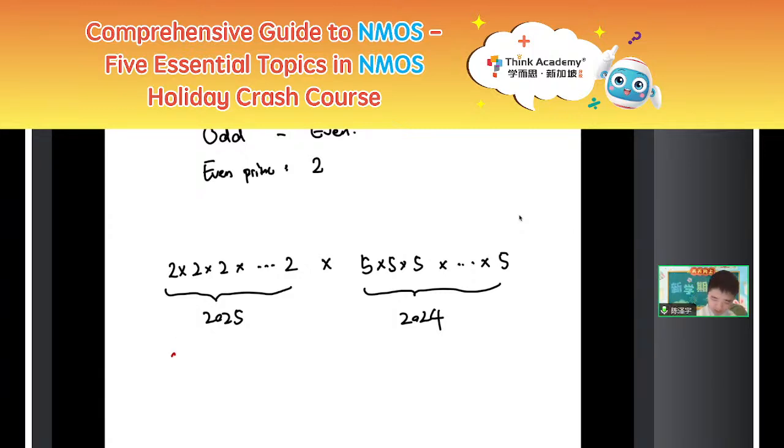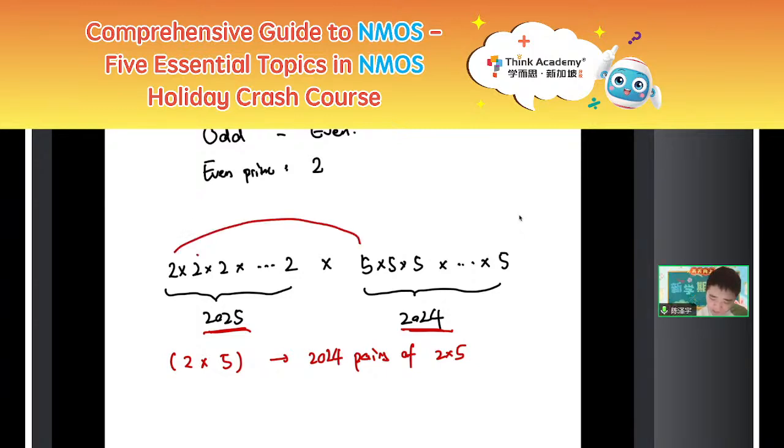in a pair of 2 times 5, all I need is a 2 and a 5, right? So if I have 2024 fives and 2025 twos, that means I can form 2024 pairs of 2 times 5 with an extra 2 left, right? So I just pair them together and I can definitely form 2024 pairs, because I have an extra 2 in the end. That's why I will get an extra 2 in the end of my product.